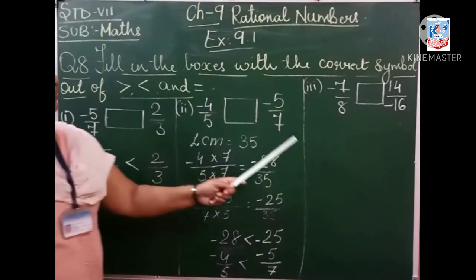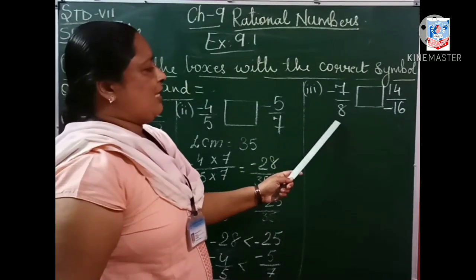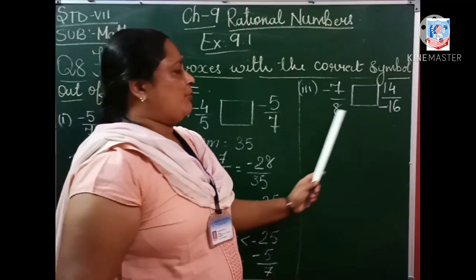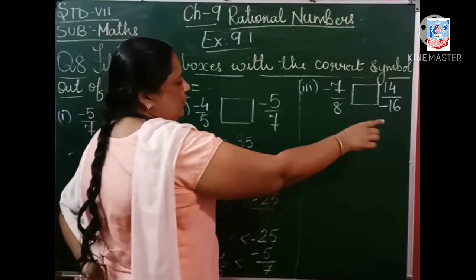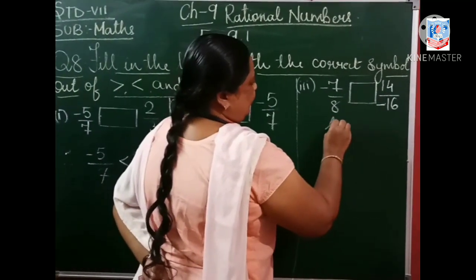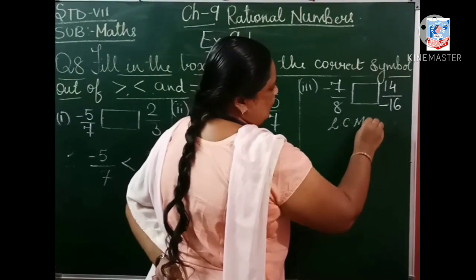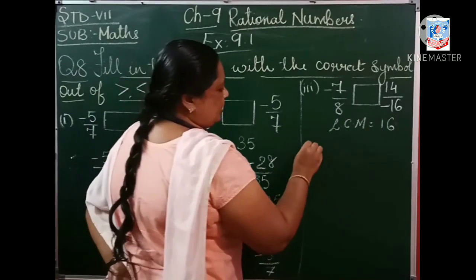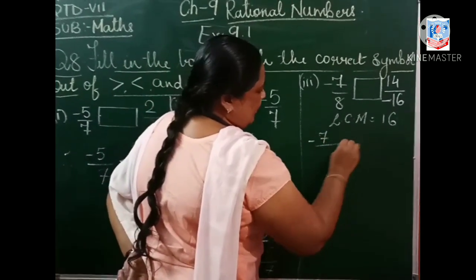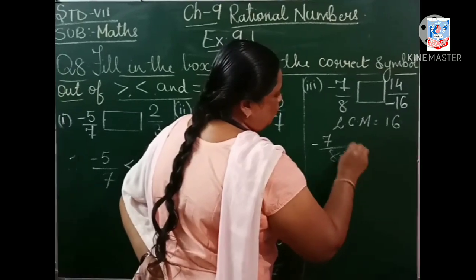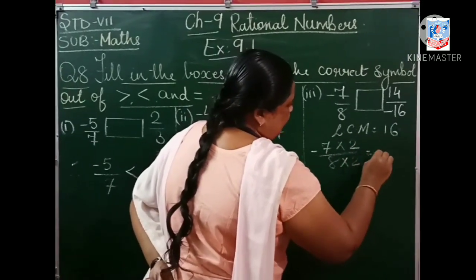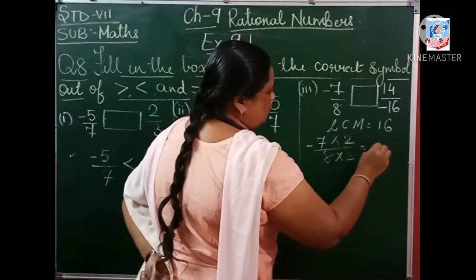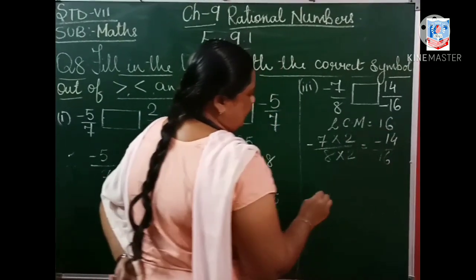Here also the same method. See, minus 7 by 8 and 14 by minus 16. Now we have to make the denominator common. So here the LCM is 16. So make the denominator same. Minus 7 by 8 into 2, 8 2s are 16. Minus 7 into 2 is minus 14.